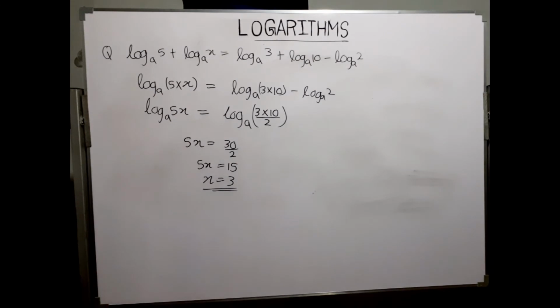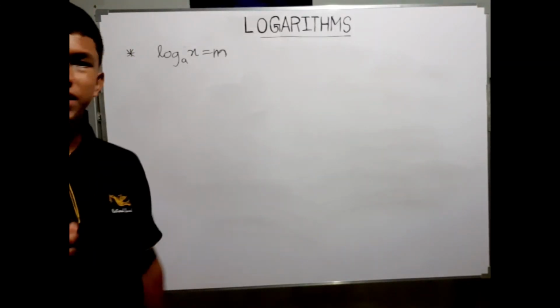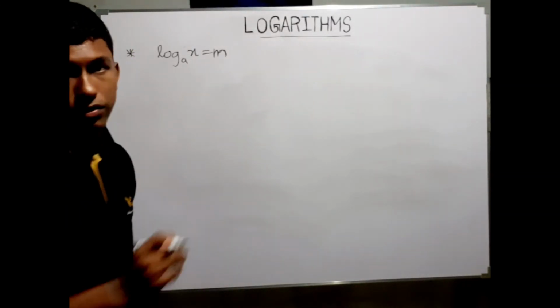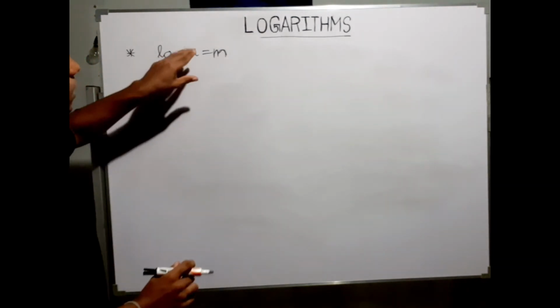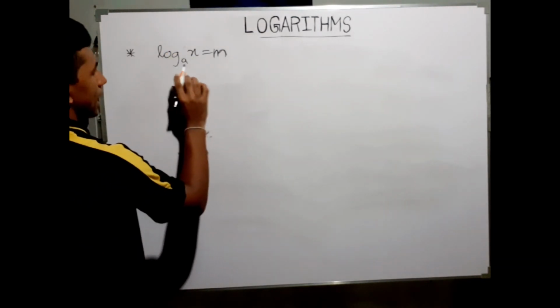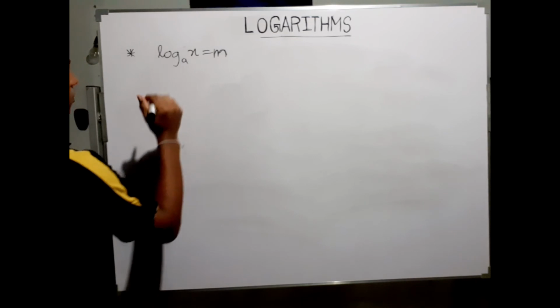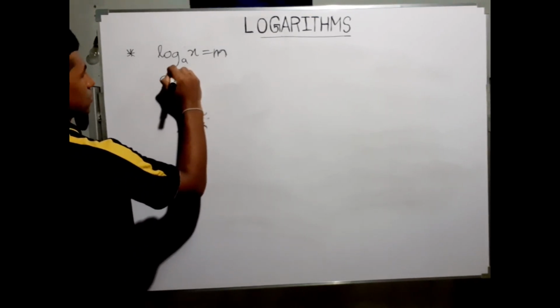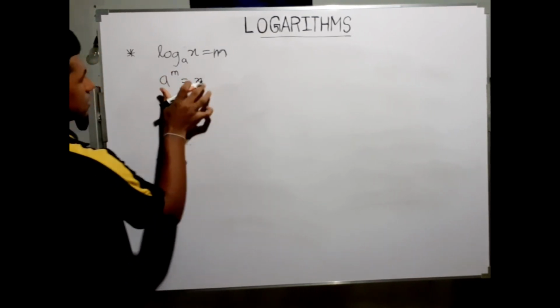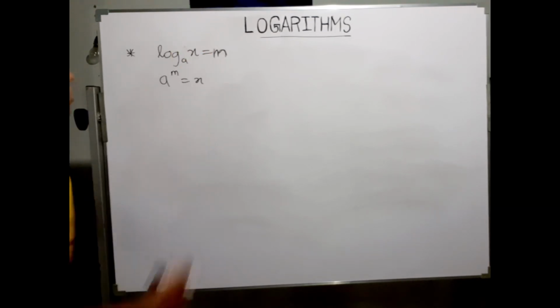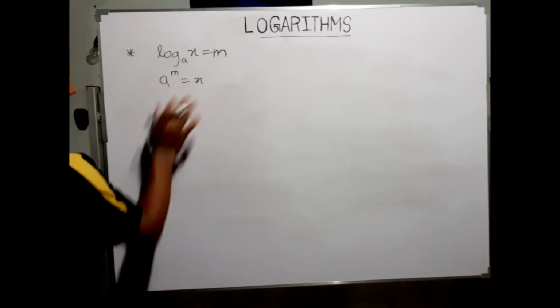Now we'll move on. So now we'll be moving into the last bit under the theory of logarithms. Okay, so here log value of x to the base a is equal to m. So now we have learned that a to the power m is equal to x. This is shown by this logarithmic function. So this is the general thing.